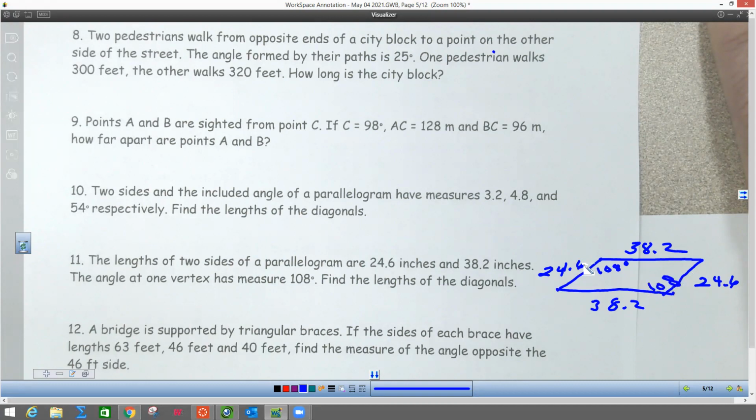And does anybody remember what the adjacent or consecutive interior angles are for a parallelogram? They don't add up to 360, that's too much. They do add up to something. 180, they're supplementary. So 180 minus 108 means this angle is 72 and this angle is 72.